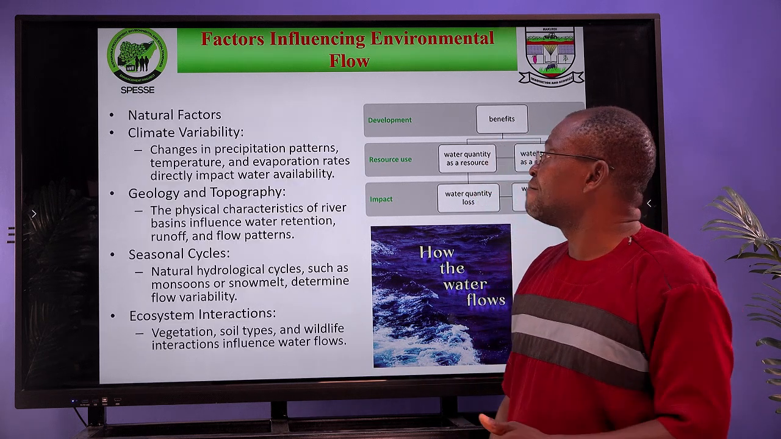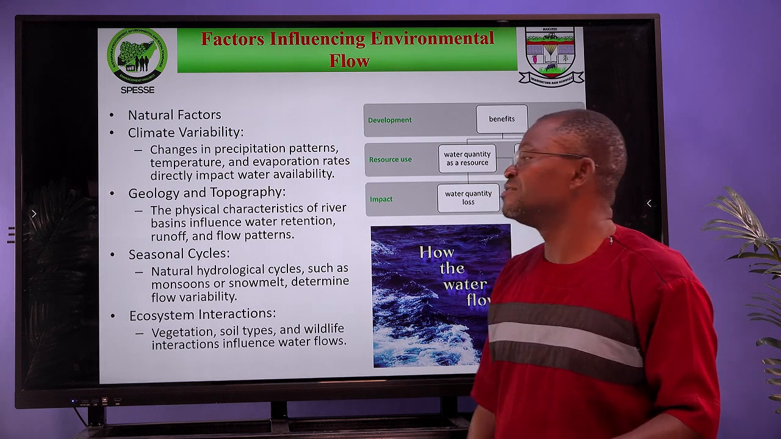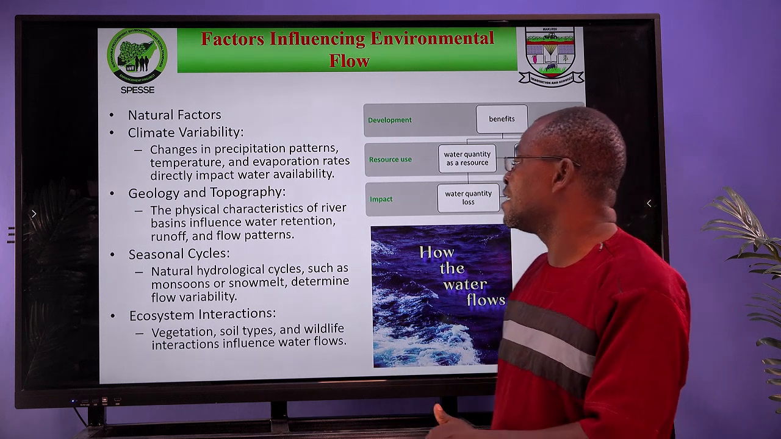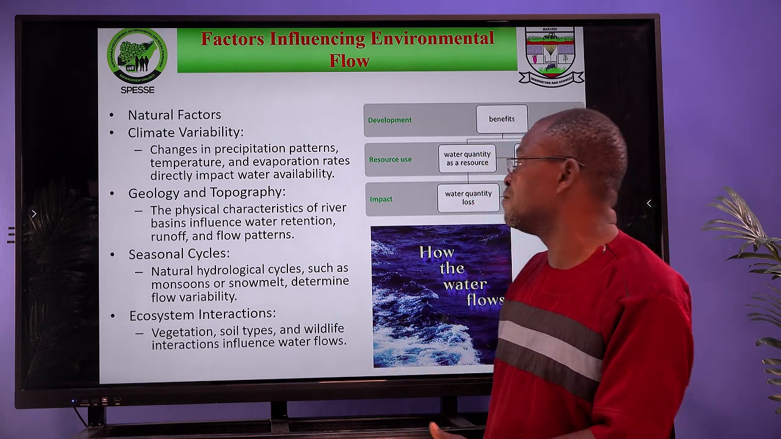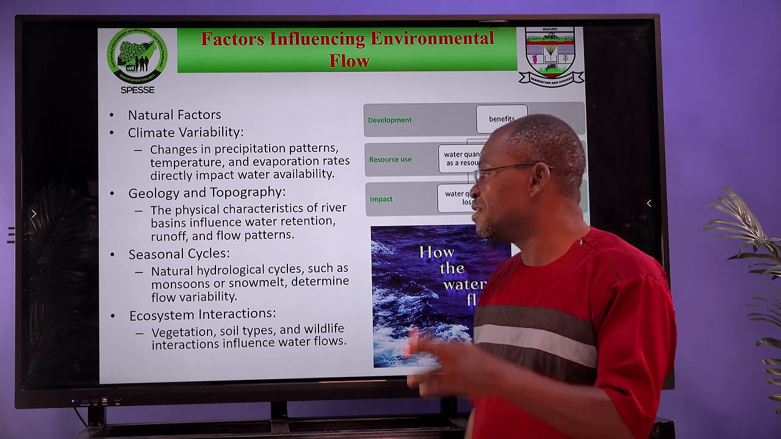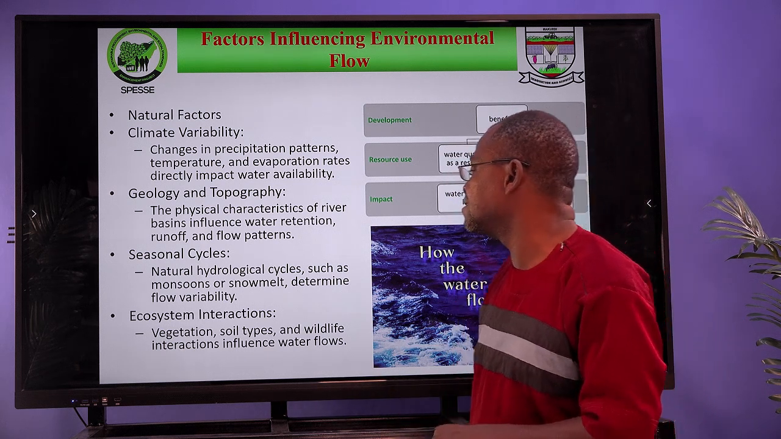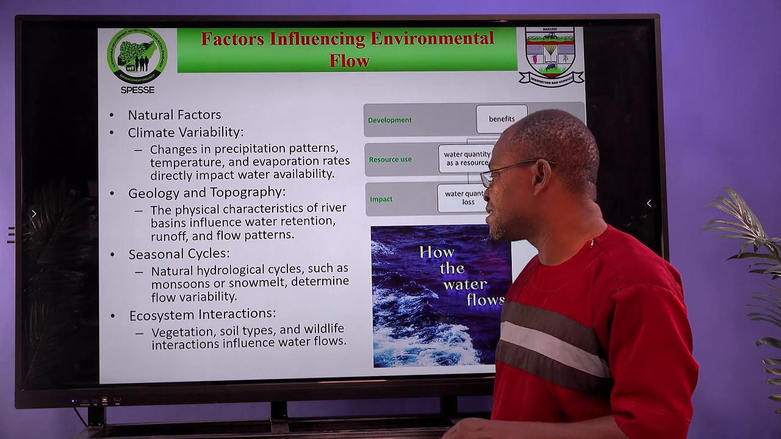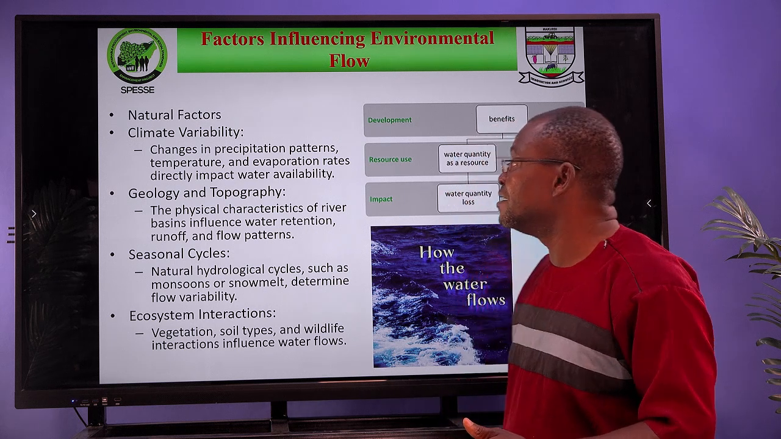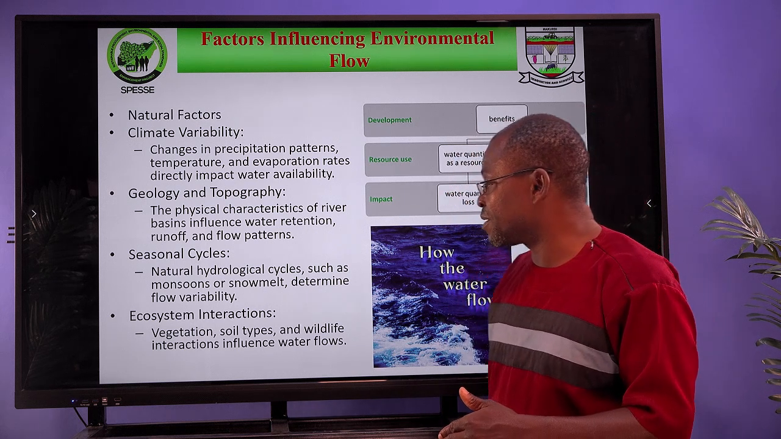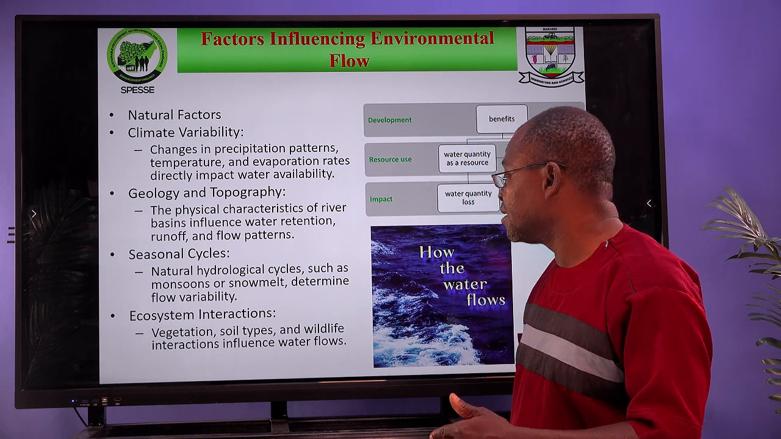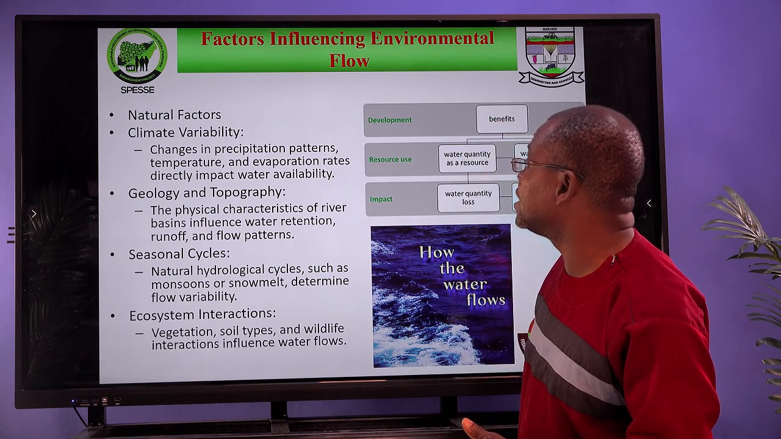The natural factors affecting environmental flow include climate, geology or topography as we know it. The lower parts of the Earth's crust are the ones where water would always settle. Then seasonal cycles. We are now in the dry season. Surely there is no rain. So in the rainy season, rains come, and in the dry season, rains cease. Now ecosystem interactions. Vegetation and soil types tend to modify the water in the environment, because once there is vegetation, transpiration occurs, and that also tends to release water into the atmosphere.